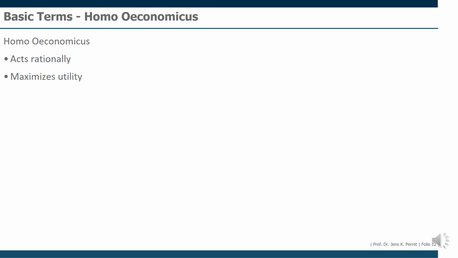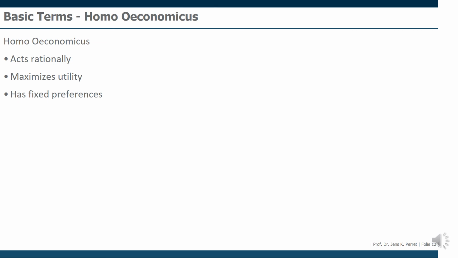Tries to get the best out of every situation. And for the utility maximization, he uses one of two rules. I will go to those two rules, the economic principles, in a moment. However, let's continue with the Homo economicus. He also has fixed preferences.